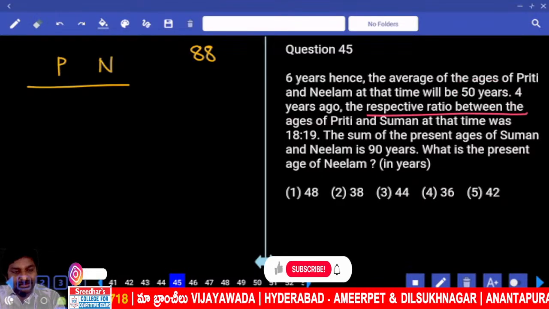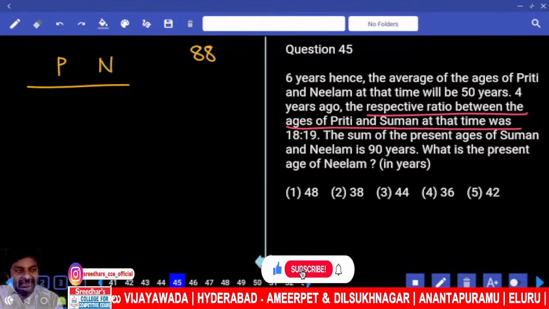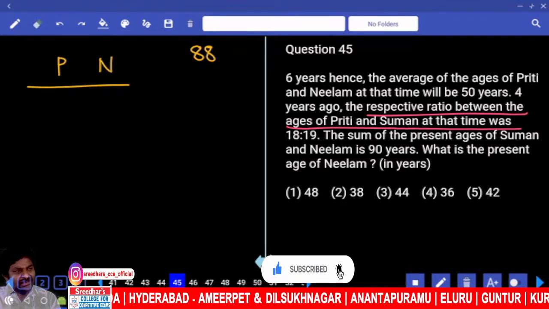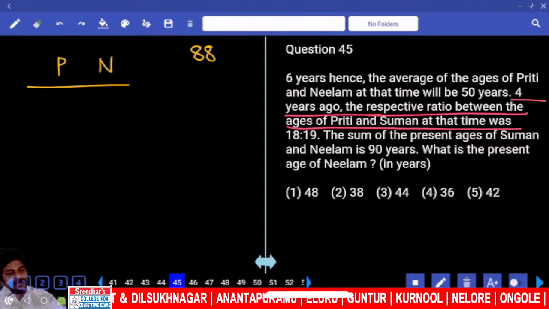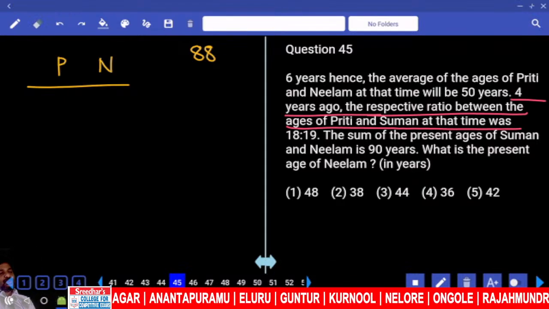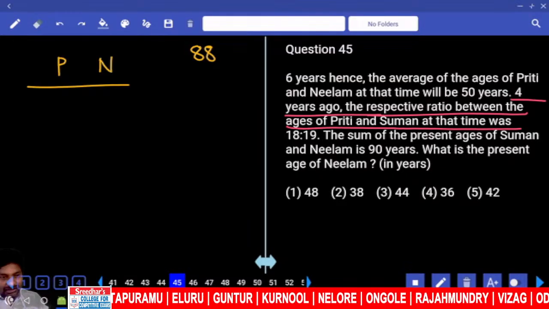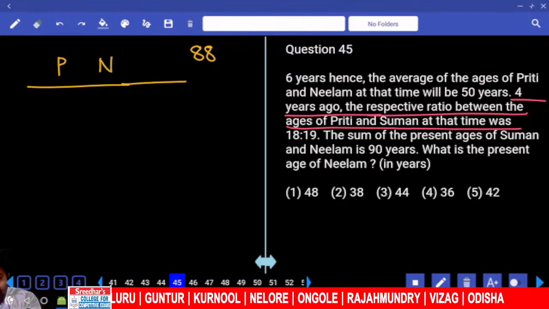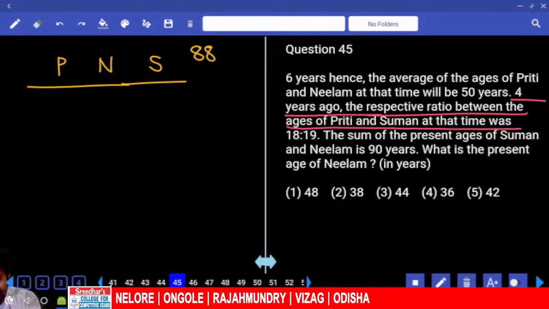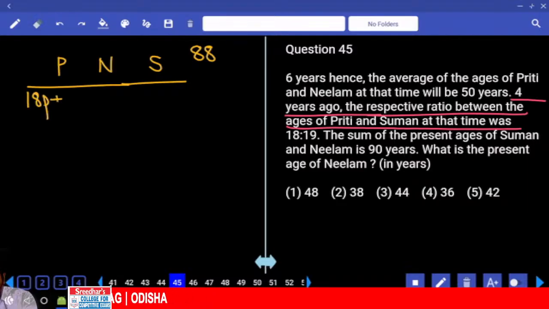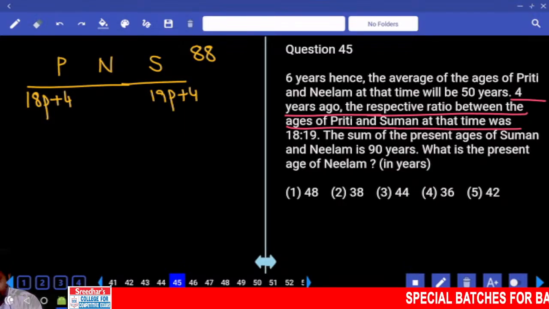The respective ratio between ages of Preeti and Suman at the time, 4 years ago. 4 years ago, the respective ratio between ages of Preeti and Suman at that time was 18:19. So we have Suman also. 4 years back, 18 parts and then 19 parts. Then present ages are 18 parts plus 4 for Preeti, and 19 parts plus 4. These are present ages, correct?